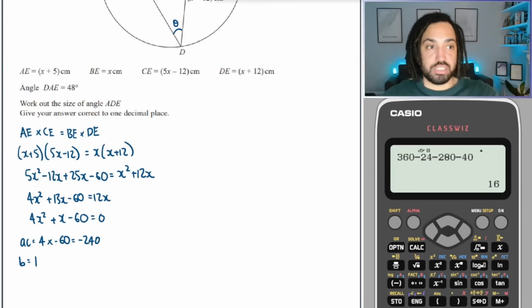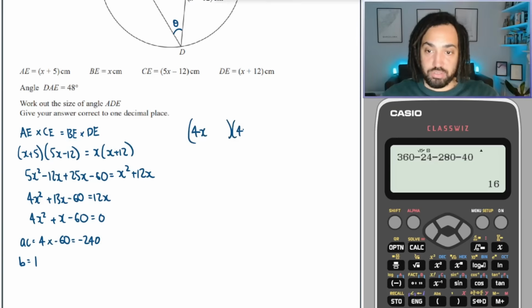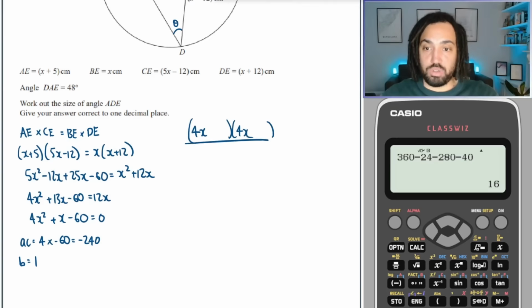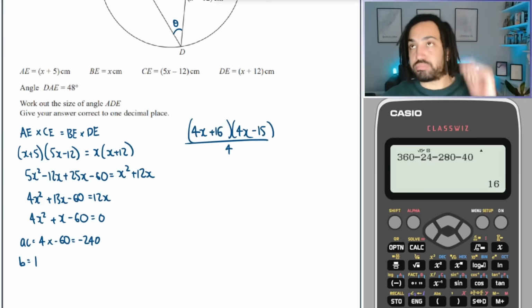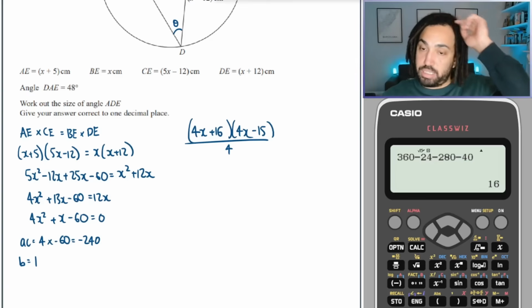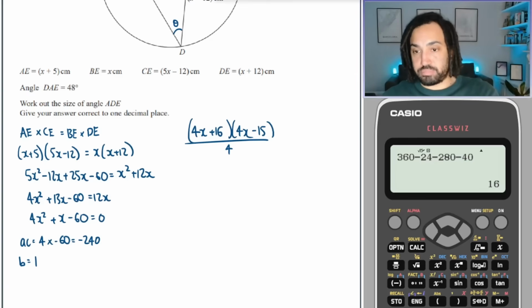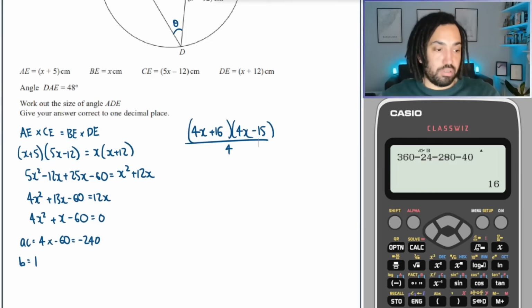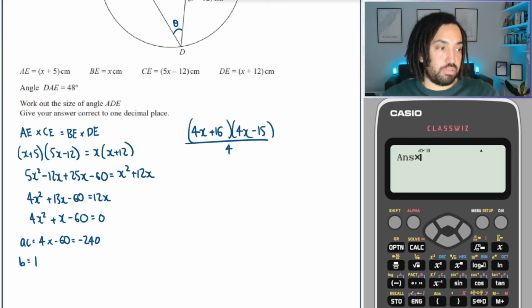So I'm looking at 16 and 15 here. But the A term is 4, so I do 4x over 4. And I believe we've got plus 16 and minus 15 should do the job. Just double check quickly. Apologies. 16 times 15 is 240. Yes, it is perfect. Okay, great.